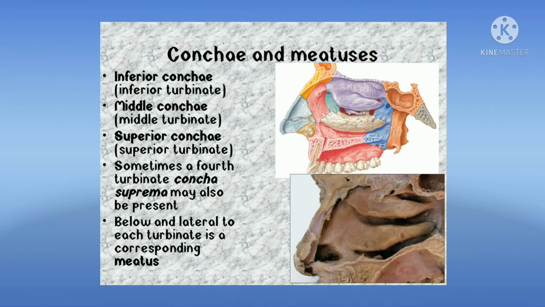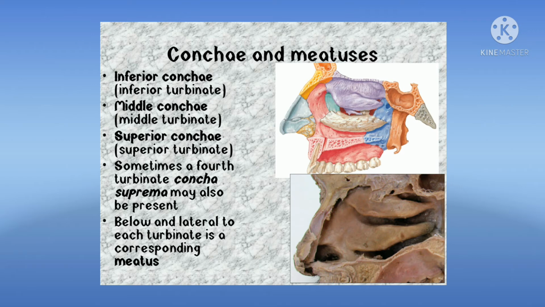Next, the conchae and meatus of lateral wall of nose. The nasal conchae are the curved bony projections which are directed downwards and medially. There are three in number. They are inferior nasal concha, middle nasal concha, and superior nasal concha. Sometimes a fourth turbinate or the fourth concha is seen above the superior concha, called concha suprema. It may also be present.